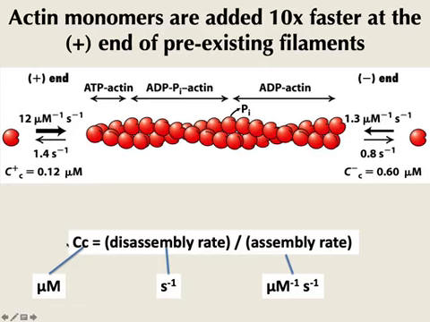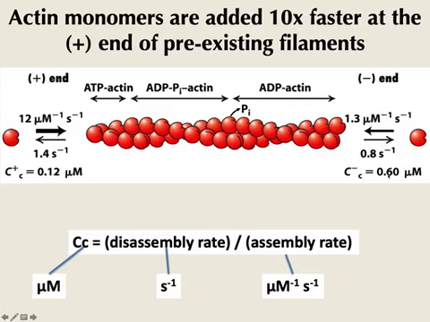You can calculate the critical concentration, which simply put is the ratio of the disassembly over the assembly rate. And if you're not convinced, the units are basically giving it to you, because the critical concentration is going to be in micromolar. At the end, what matters is the critical concentration here is 0.12, while here it's 0.60 micromolar.